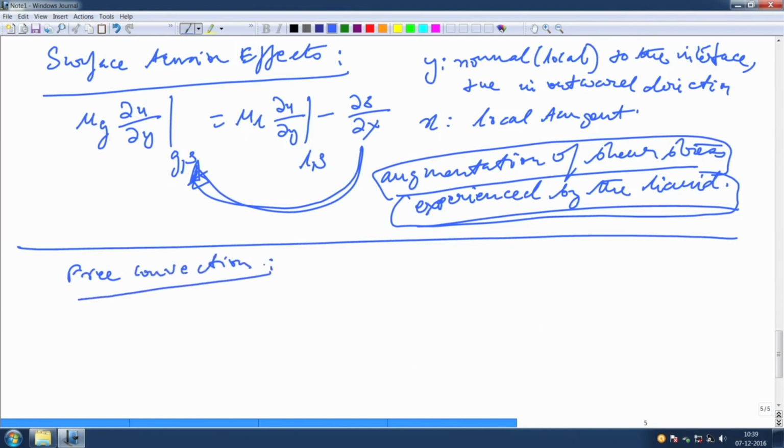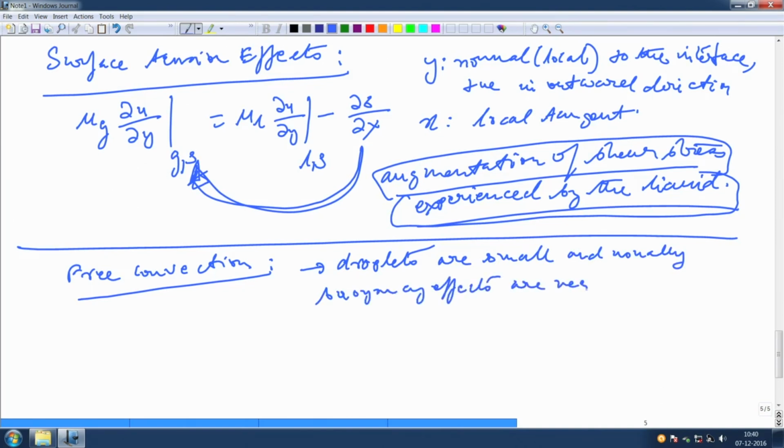So, what is a free convection? Normally, the droplets are sufficiently small to neglect any buoyancy effects. The droplets, especially in combustion related applications, are small, and usually buoyancy effects are neglected, correct. Where does the buoyancy effect happen? It happens in the gas film, or the BL, the boundary layer.